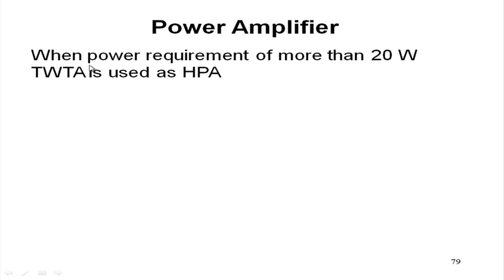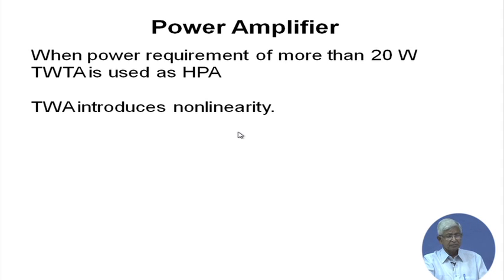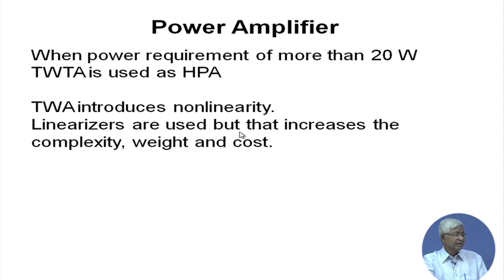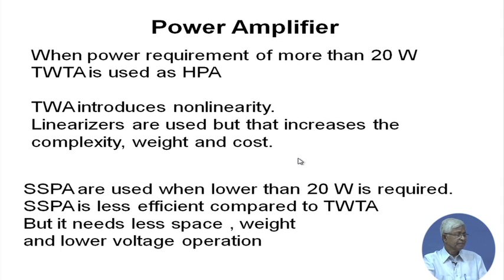Then for the power amplifier, when the power requirement is more than 20 watts, TWT amplifiers are used as the high power amplifier. HPA is high power amplifier. TWTs have a lot of nonlinearity, so linearizers have to be used. We will discuss that much later, what the nonlinearity is and what its effect is, but the linearizer increases complexity, weight and cost. Solid state power amplifiers are used when the power is less than 20 watts. These are all typical numbers. There may be 40 watt solid state amplifiers available nowadays.